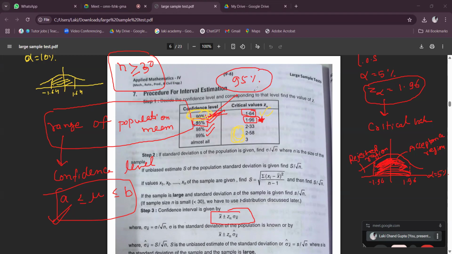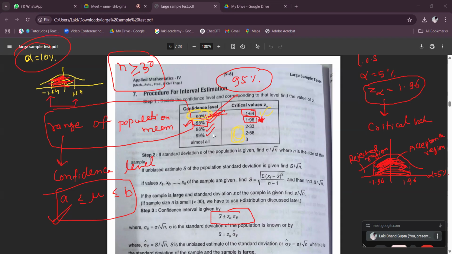So for 95%, the critical value, meaning the acceptance region, lies between minus 1.96 to plus 1.96. For alpha equal to 10%, it lies between minus 1.64 to plus 1.64. Mostly 95% comes. Okay. Here 1.96 is given. It means that it is between minus 1.96 to plus 1.96. Okay, right?